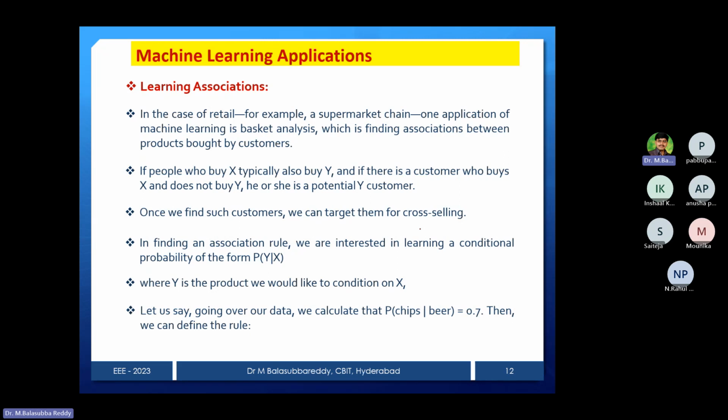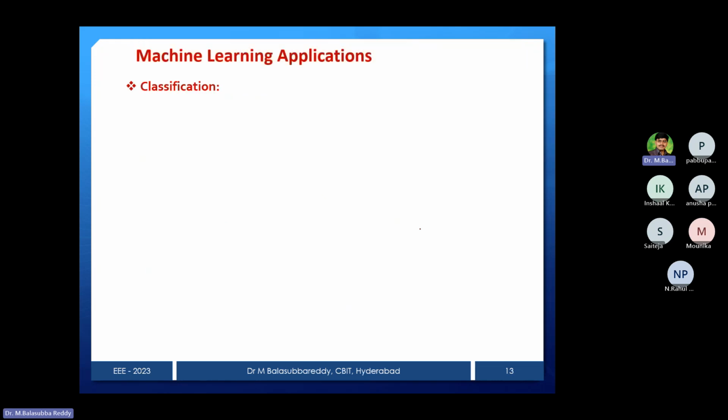So we can define the rule such a way that the definition of this here is: 70% of the customers who buy beer also buy chips. So this is one set of combination. Like I said, bread and butter. There is a major chance that if you buy the bread, maybe jam or butter is relevant. 90% or 80% of the people may buy that. So this analysis, we call it associations.